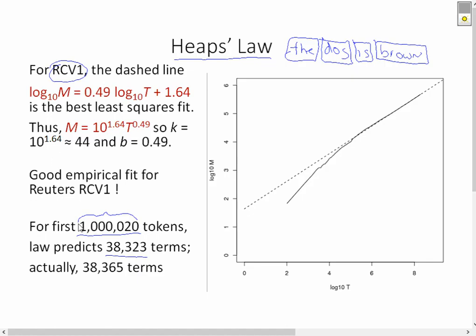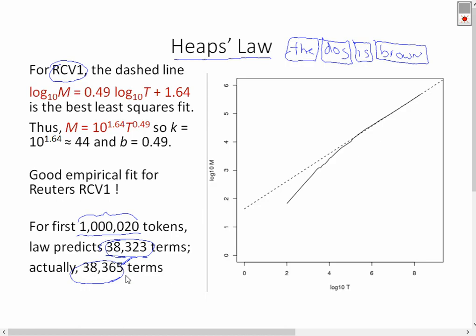But in the Reuters corpus, there are roughly 1,020,000 tokens, and actually it's more than that. I believe they're doing the calculation on the basis of the first 1,020,000 tokens. Essentially, they said, okay, using Heap's law, we want to figure out how many terms Heap's law suggests would be in Reuters, and it came out with 38,323. They went back and looked at the same set of documents and discovered there were actually 38,365.